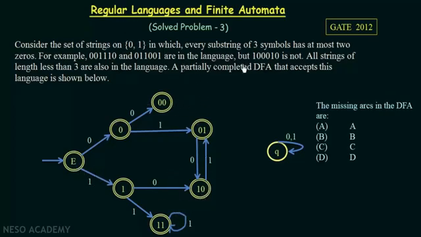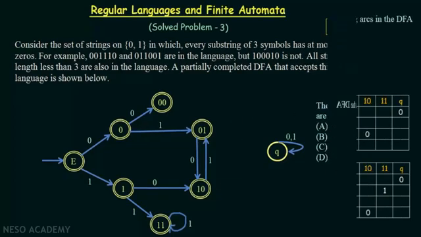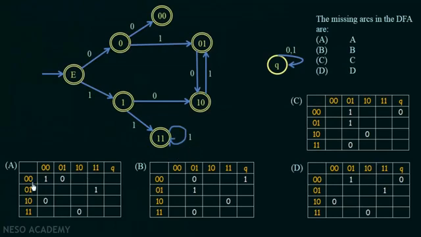Now we have to complete this DFA. So in order to complete this DFA, we need to find what are the missing arcs in this DFA, and we will be having 4 options which I will show you now. Alright, so these are the 4 options A, B, C and D. So these are the transition tables for the missing arcs, and we have to find out which is the correct transition table which will show all the missing arcs in this DFA.